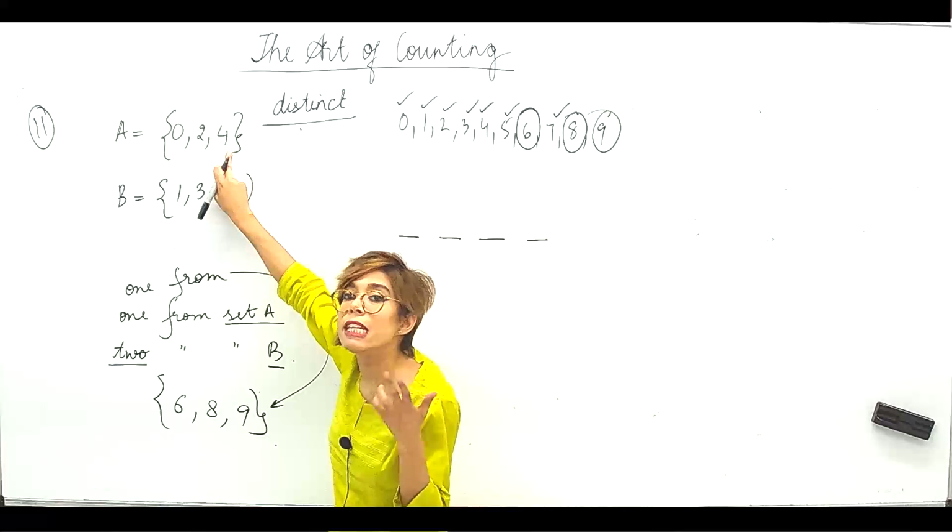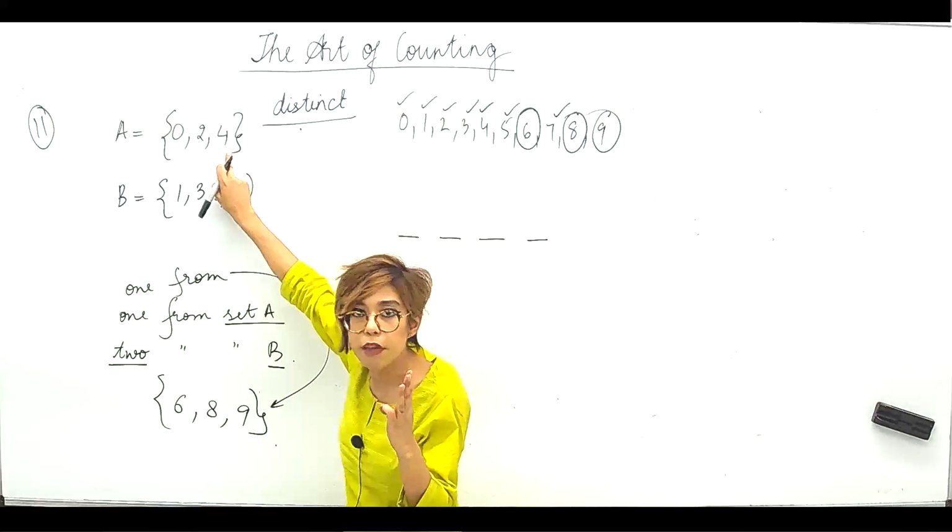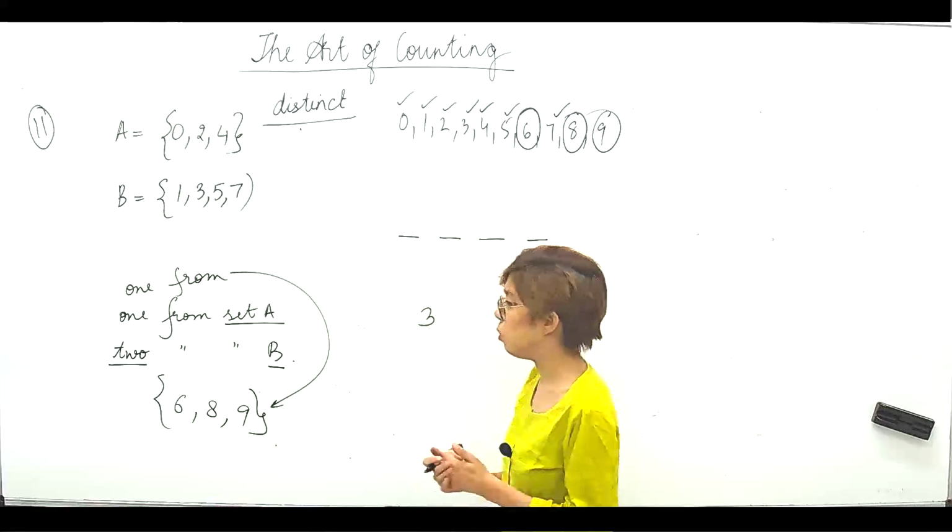So how many ways to select a digit from set A? I have 3 different ways. Right? 3. ये मैंने note down कर लिया.